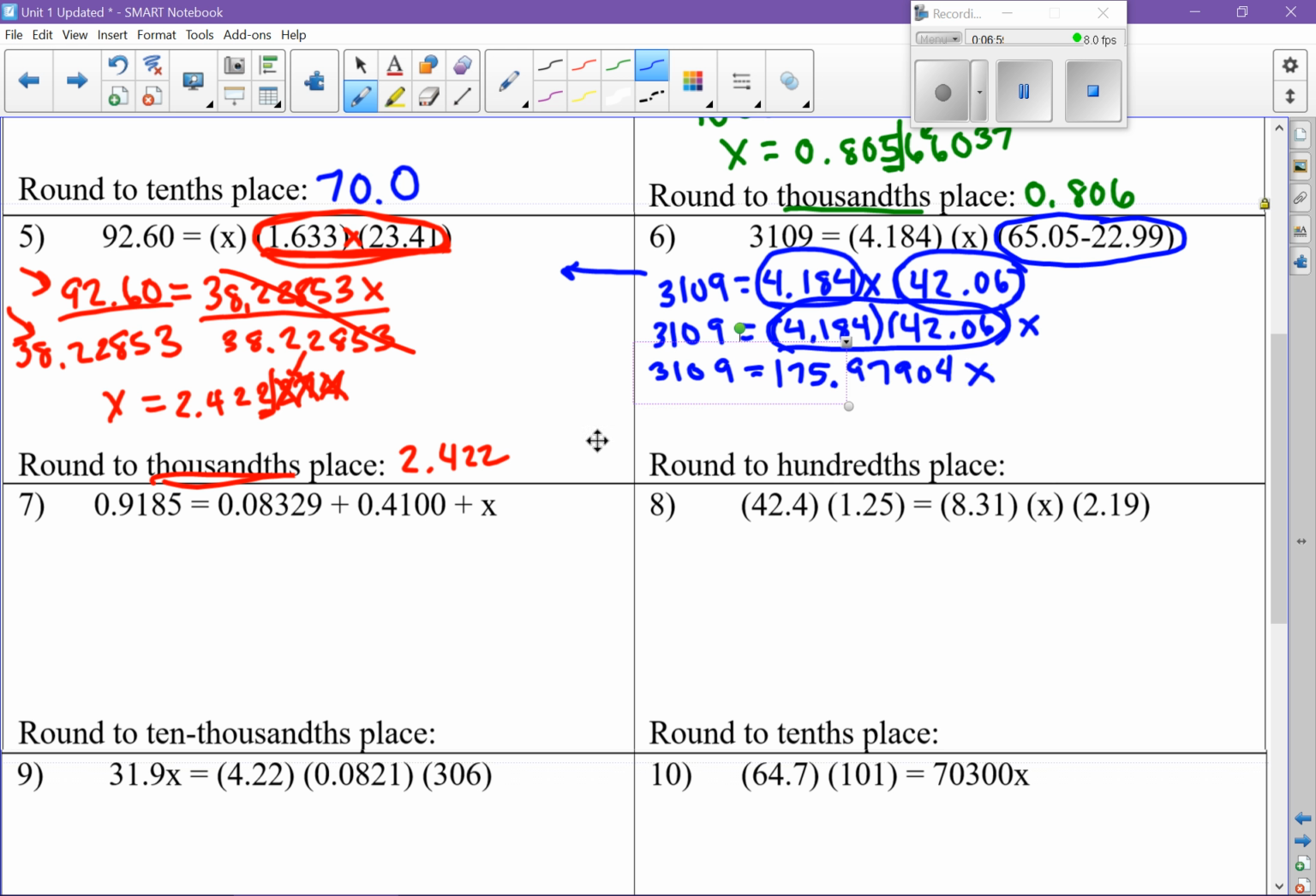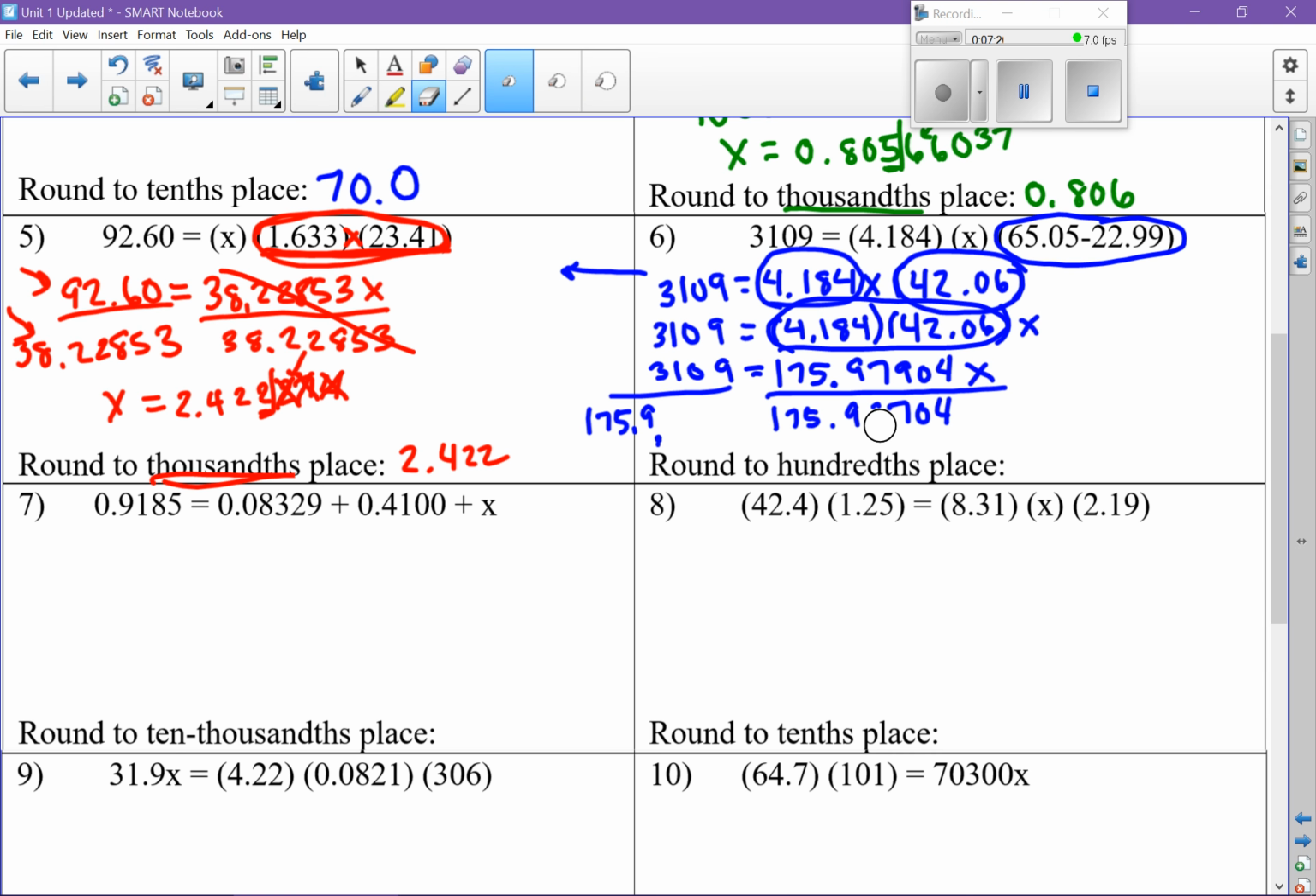And lastly, you're just going to solve for x by dividing by the thing that's touching the x. So divide by that big 175 number. 7904. Divide by that on both sides. Oh, I wrote it wrong. Sorry about that. 979. There we go. Otherwise, you will get a different answer.